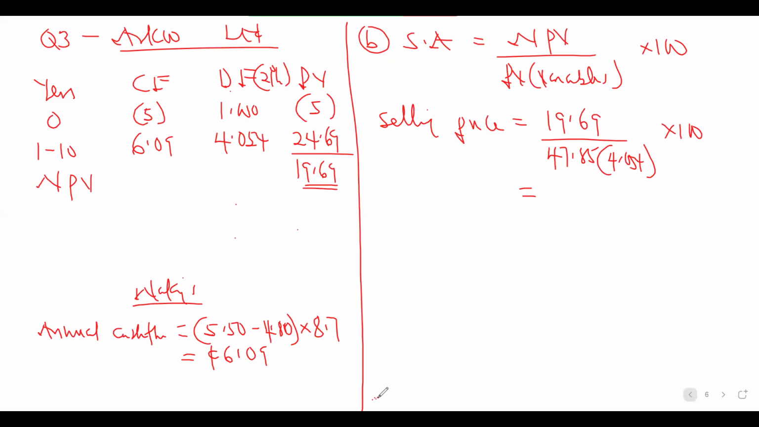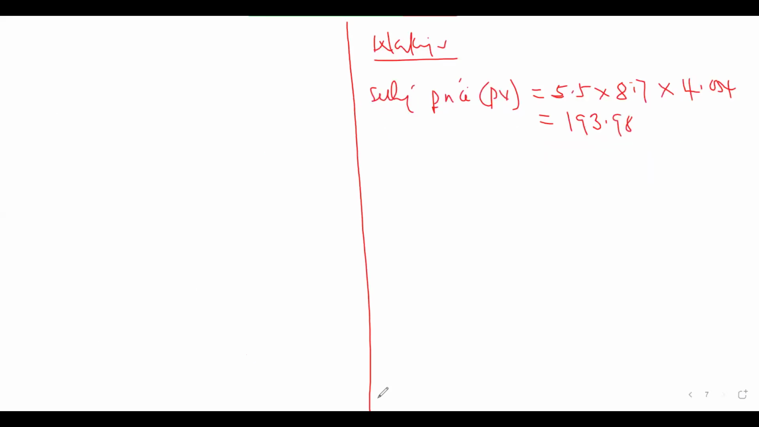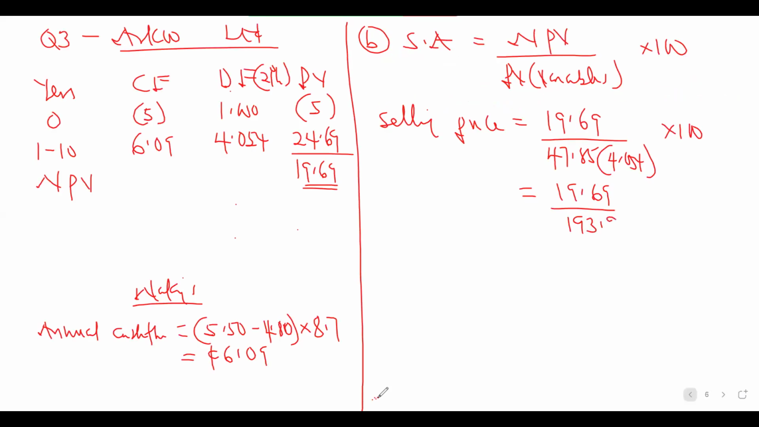Okay, so let's come here. We have 19.69 divided by 193.98, multiply by 100. What are we having? 10.15. Okay, so we have 10.15%. So reduce your selling price by this percentage and see what you are going to be getting.